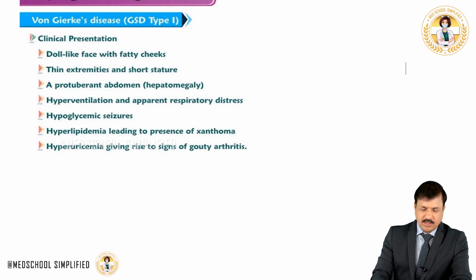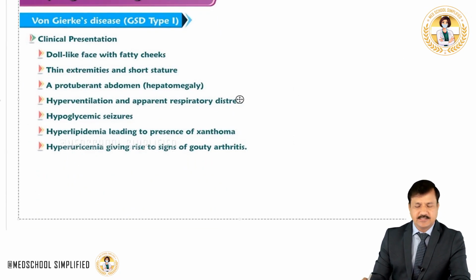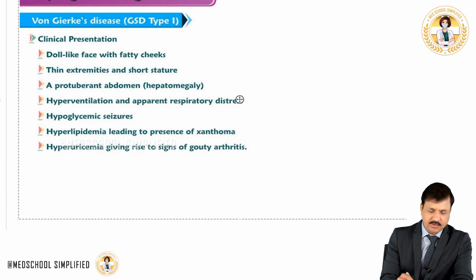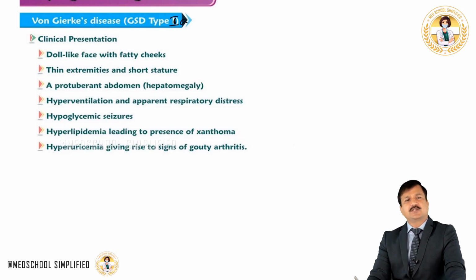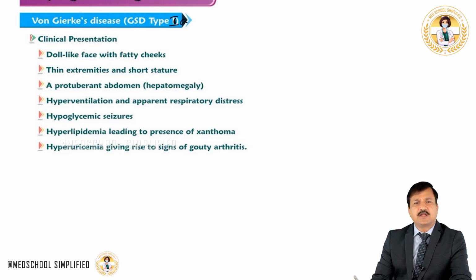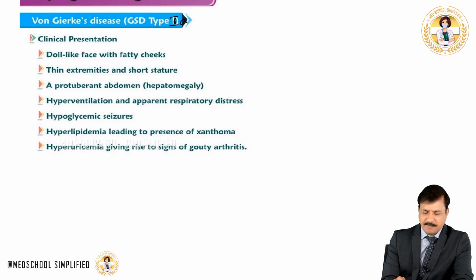Now let's get into the clinical presentation of von Gierke disease, that is glycogen storage disease 1A. So we are looking at 1A here specifically. What is the clinical presentation? The clinical presentation here is a doll-like face with fatty cheeks because of abnormal accumulation of triglycerides in the subcutaneous tissue like adipose tissue. Thin extremities with short stature because of the developmental delay, and a protuberant abdomen is commonly seen, and the protuberant abdomen is hepatomegaly. Along with that there will be renomegaly.